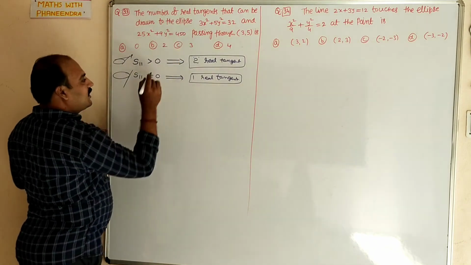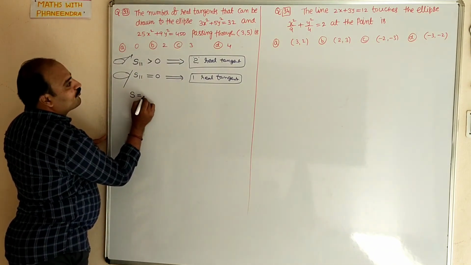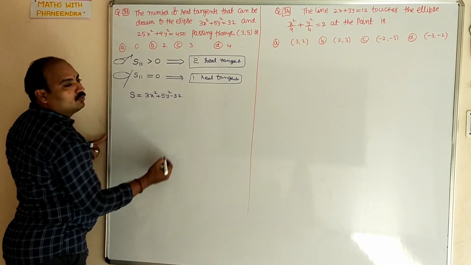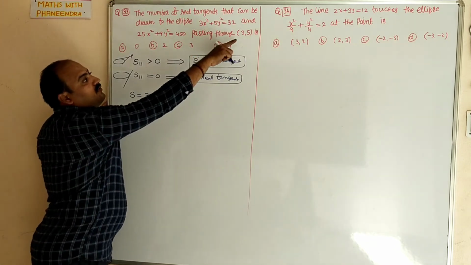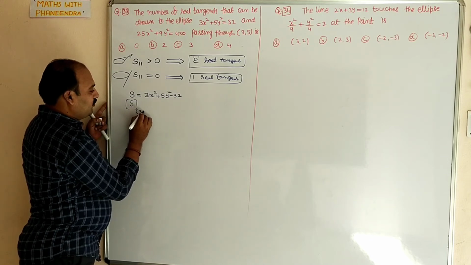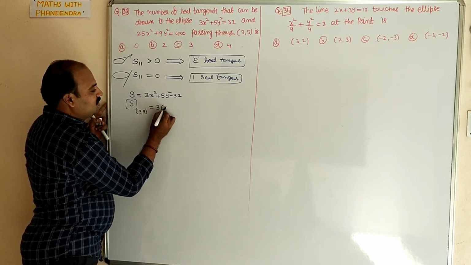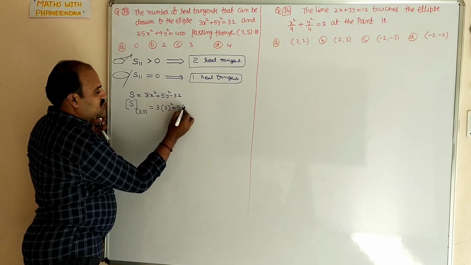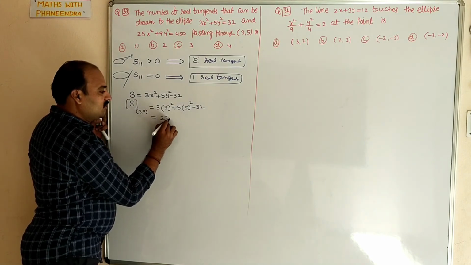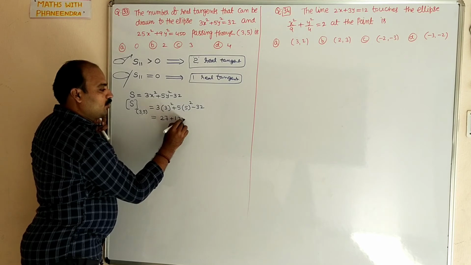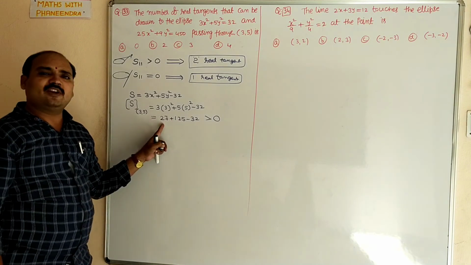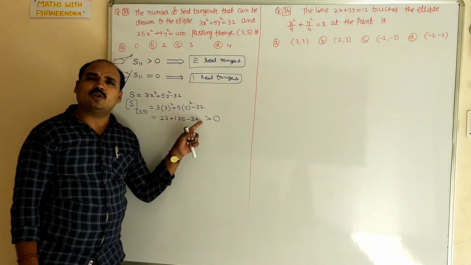Now consider the first ellipse. S is equal to 3x squared plus 5y squared minus 32. Substituting x, y values 3, 5: S of 3, 5 is 3 into 3 squared plus 5 into 5 squared minus 32. So 9 into 3 is 27, 25 into 5 is 125, minus 32. Obviously greater than 0, no? 125 plus 27 is obviously greater than 0, minus 32 also greater than 0.